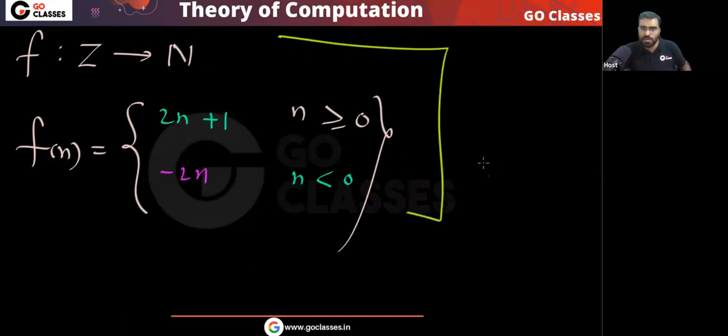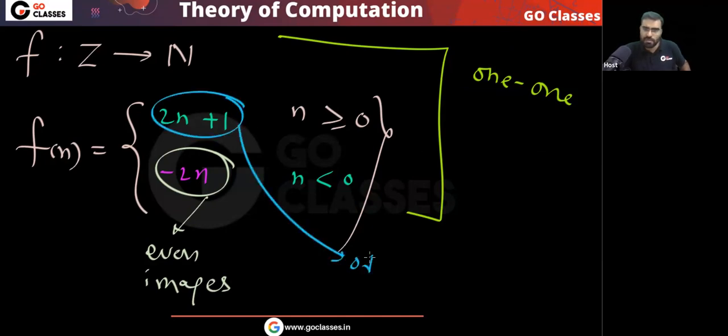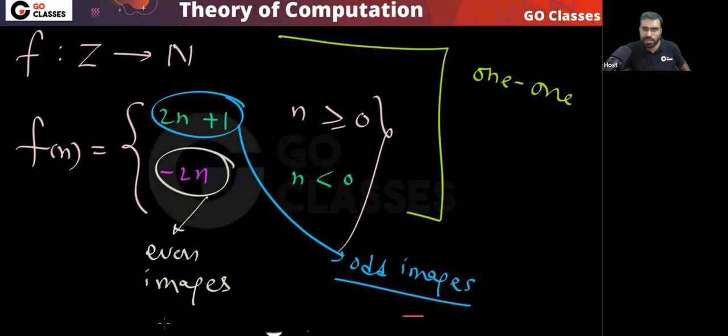You can just check it out. This is 1-1 also, and this is onto also. Tell me, how can you say this is 1-1? Because you can notice here you are getting even images, and here you will get odd images. So they do not overlap. Yes or no? Even images and odd images never overlap.